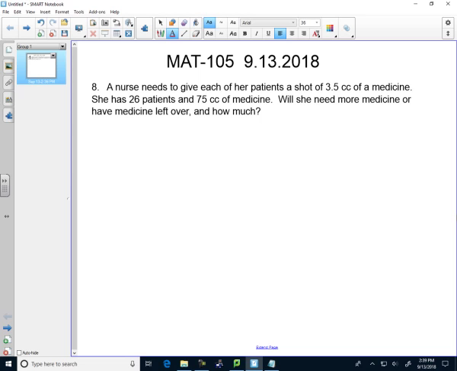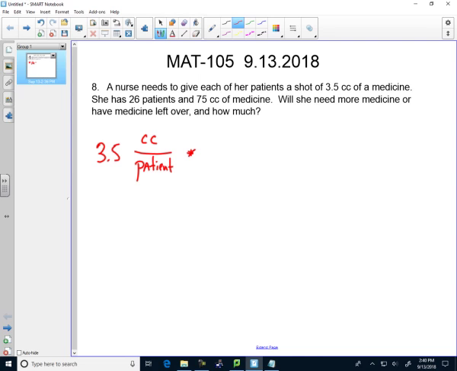Watch. Let's keep up with the units. It's 3.5 cc's per what? Per patient. Okay? Now I want to get rid of the patient, don't I? Yeah. But watch.